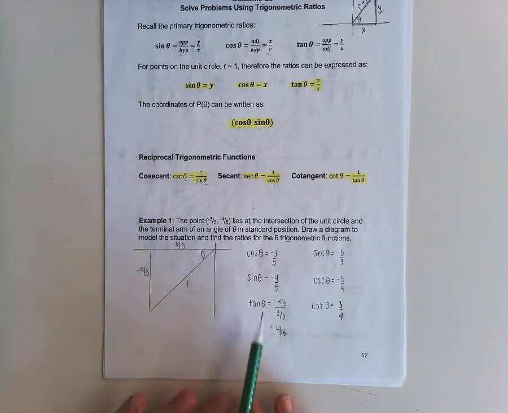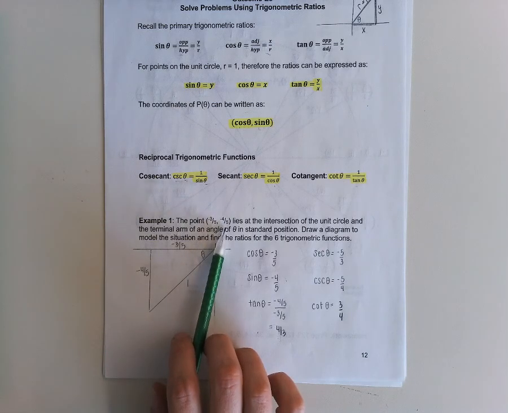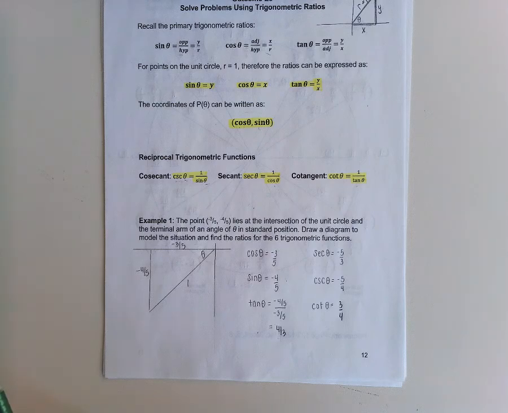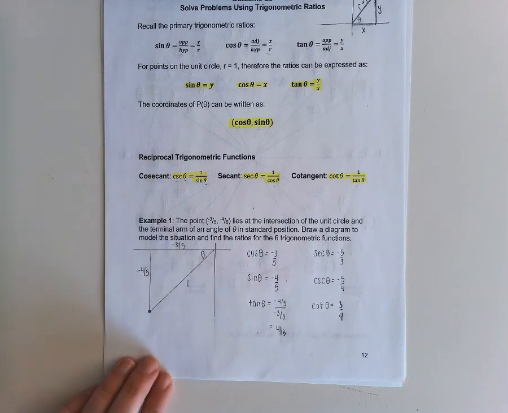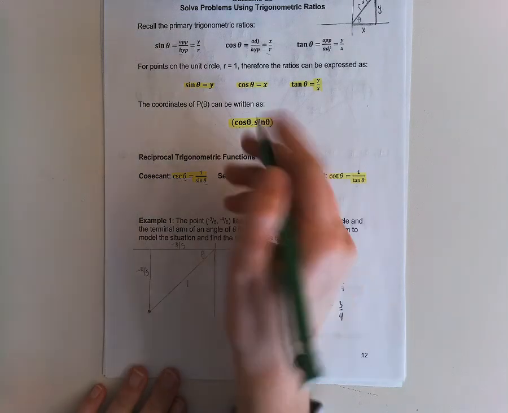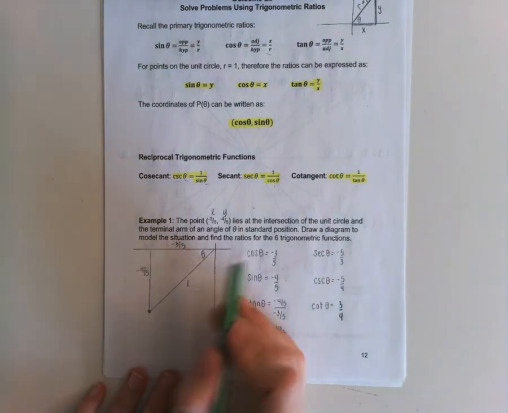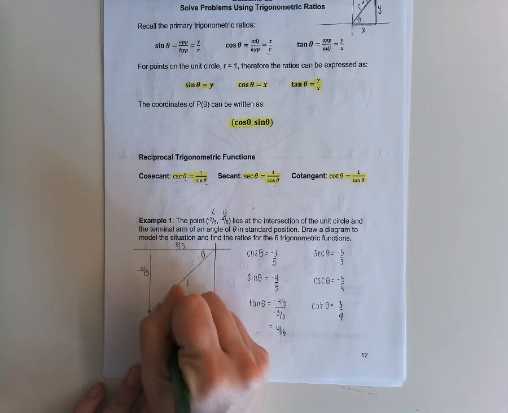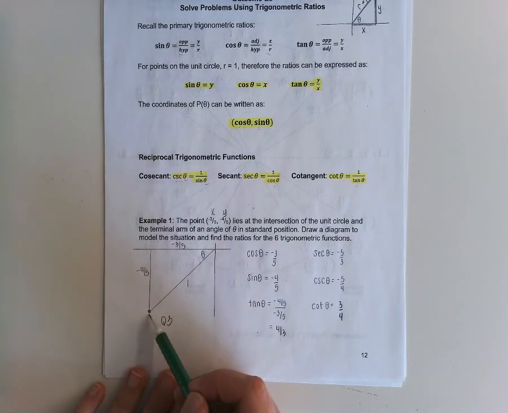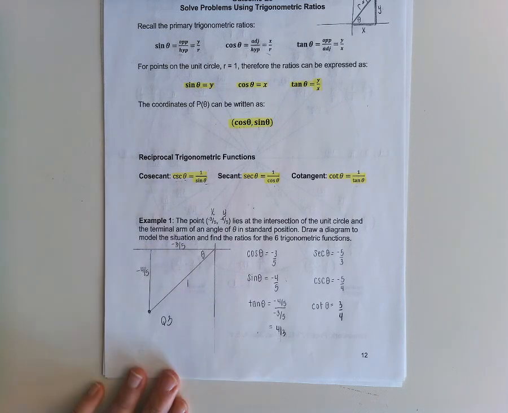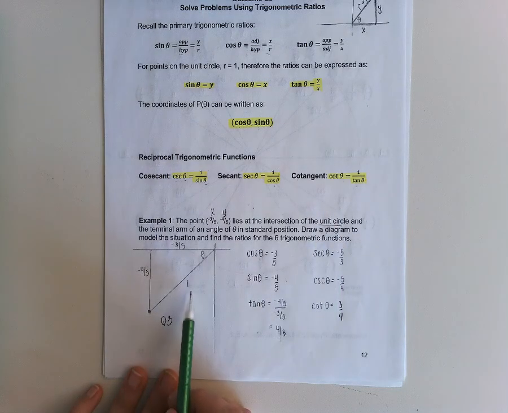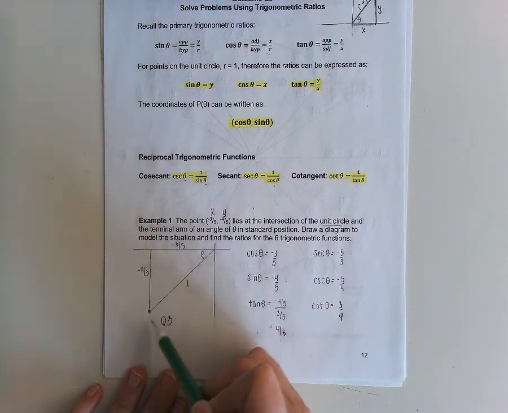So, if we look at example 1, it says the point -3 over 5, -4 over 5 lies at the intersection of the unit circle and the terminal arm of an angle theta in standard position. So this point is here on the terminal arm forming this angle theta. Draw a diagram and find the ratios for the other 6 trig functions. So if you notice here, we have an x value and a y value. Now, because they're both negative, that means that we are in quadrant 3. So if you sketch this triangle, you'll see your x value is -3 over 5, and your y value is -4 over 5. And because we're on the unit circle, we know that the radius will be 1.